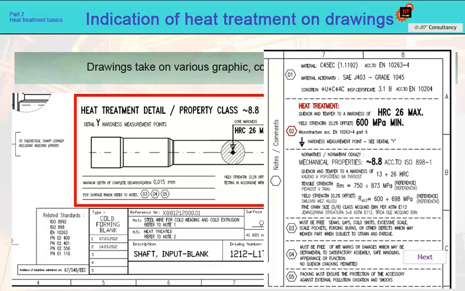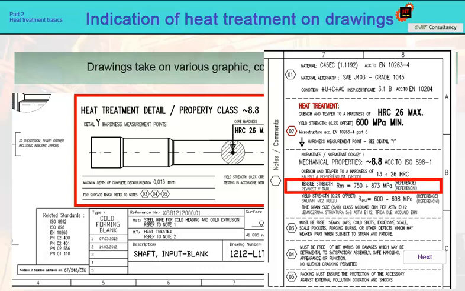The picture shows an example of an automotive part made of C45EC carbon steel. The part is to be quenched and tempered with a maximum core hardness of 26 Rockwell, a minimum of 13 Rockwell, a yield strength in the range of 600 to 698 megapascals, and tensile strength 750 to 873 megapascals.